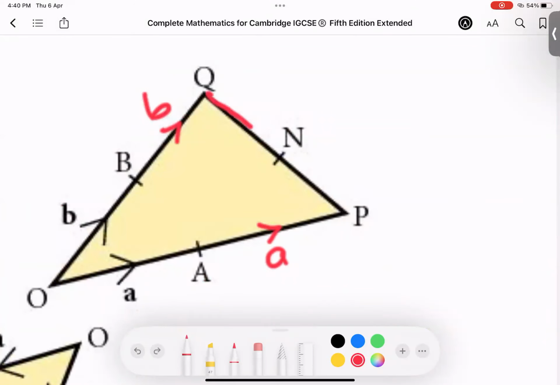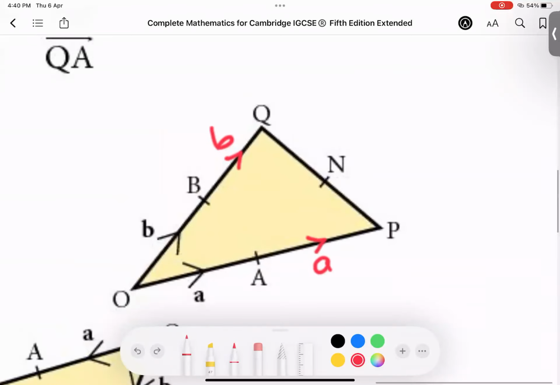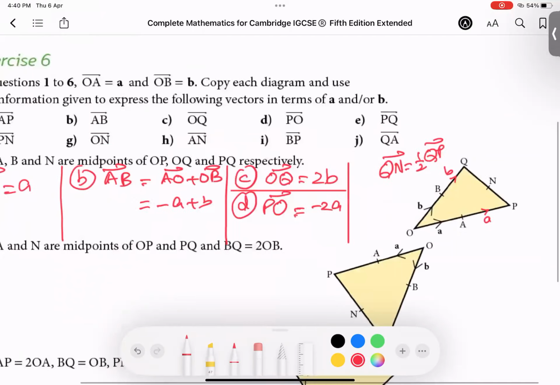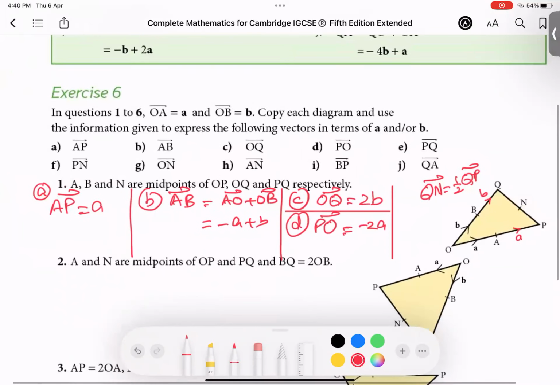It means what is Q to N, same is N to P. I hope you got my point. Or you can say, what is QN? I'll give you a hint here. What is Q to N? It is half of QP. I repeat, Q to N is equal to half of the QP vector. I hope you can understand the question and you can try the remaining parts yourself, or start from the beginning, or just do the remaining parts in your notebooks. Then inshallah, I will do all parts myself.